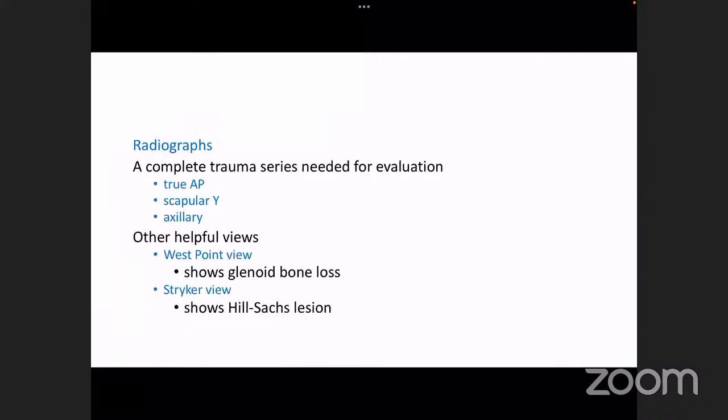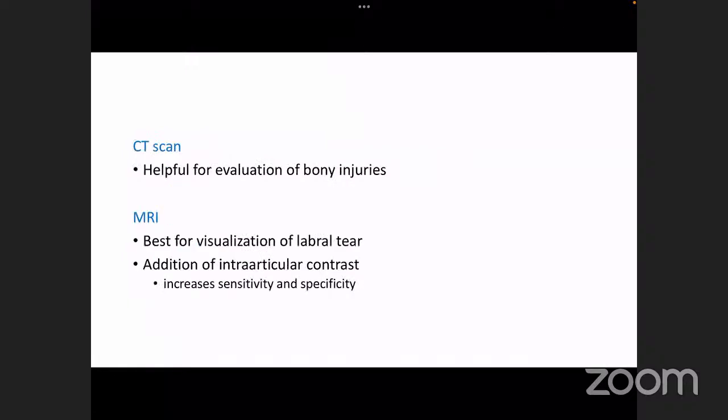X-rays are very important to do whenever you are doing a shoulder series. The complete trauma series, as you know, is a true AP, axillary view, and scapular Y view. The West Point view will show you the glenoid bone loss. The Stryker view will show you the Hill-Sachs lesion. Normally, we ask commonly about the West Point and Stryker views, especially in the residency exams.